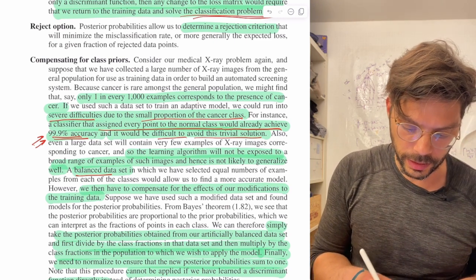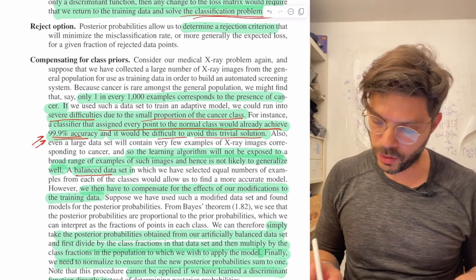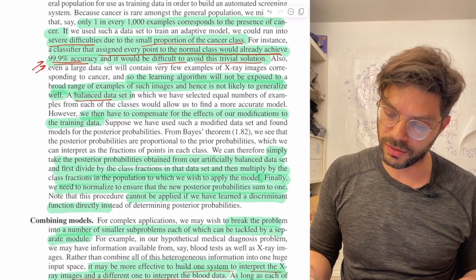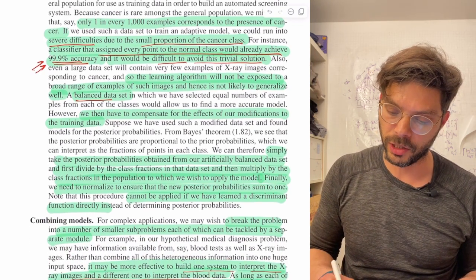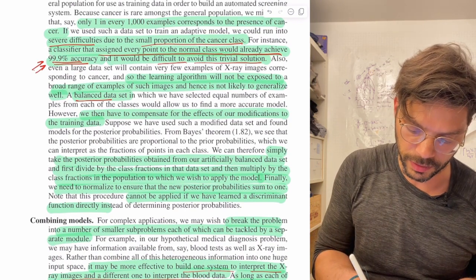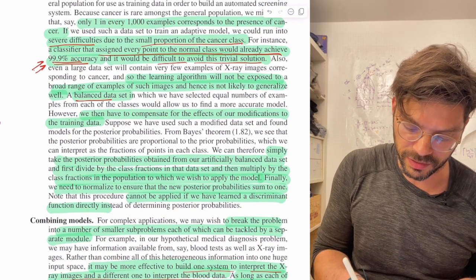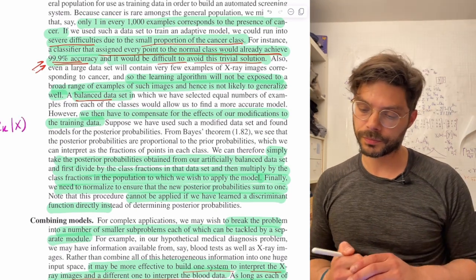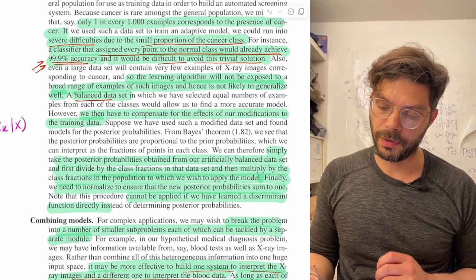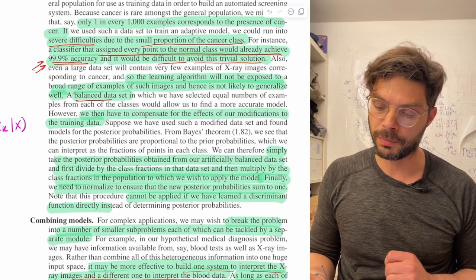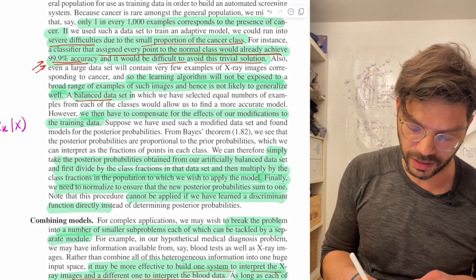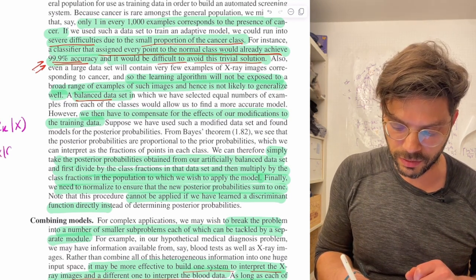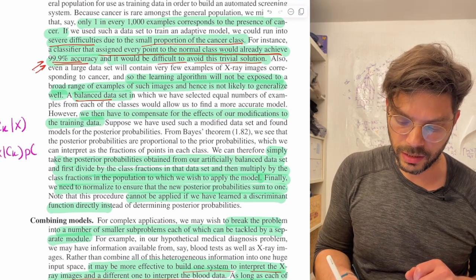So what he says is, suppose we used such a modified data set and found models for the posterior probabilities. So now we've got P of C_k given x. From Bayes' theorem, we see that the posterior probabilities are proportional to the prior probability. So this is proportional to P of x given C_k times P of C_k.